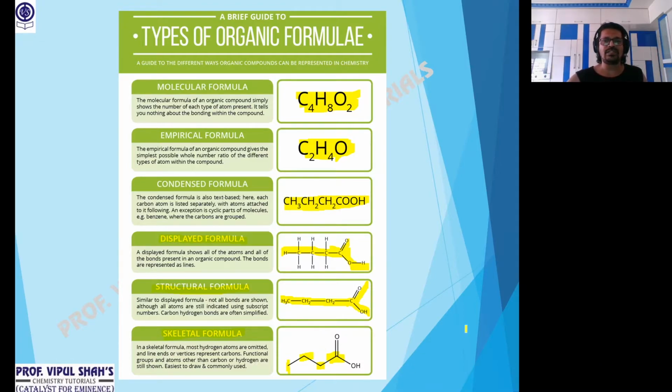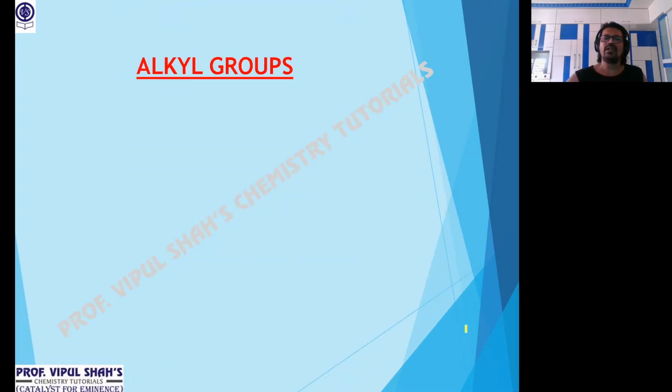Okay. Now we'll start with the alkyl groups. What exactly are alkyl groups? One hydrogen short of an alkane is called an alkyl group, represented as R, with the general formula CnH2n+1. See, alkanes was CnH2n+2, one H short. That's why CnH2n+1.